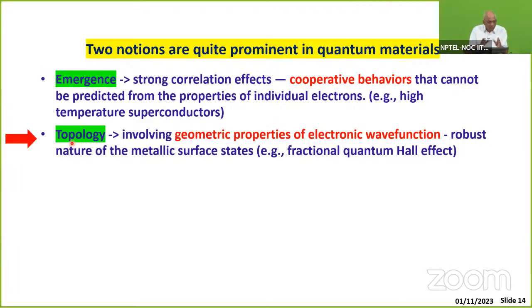So what do we mean today by quantum materials? These are materials which reflect some properties as a consequence of electron correlation effects, number one, or it can be both or one, involving the geometrical aspects of the electron wave function. So if both these things are present, then we would classify the material that exhibits this phenomenon as a quantum material.